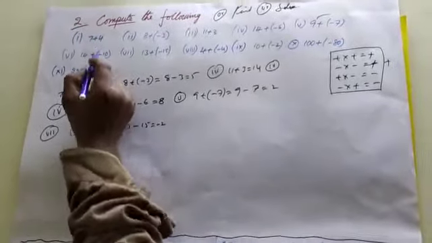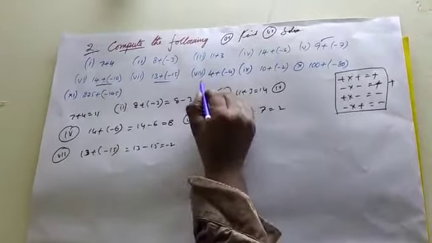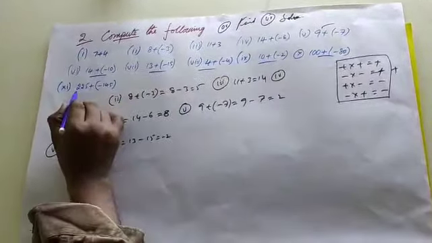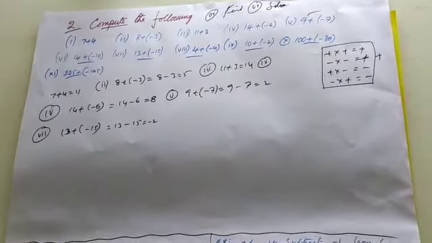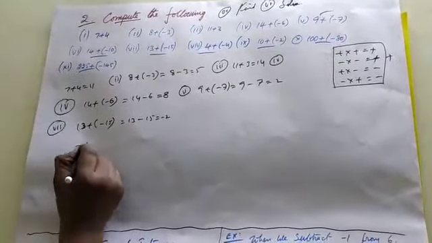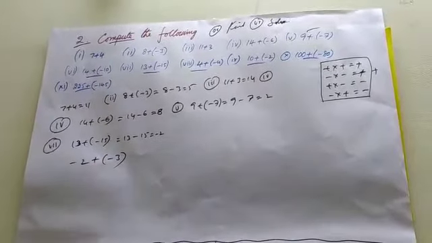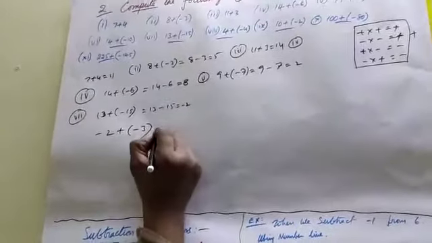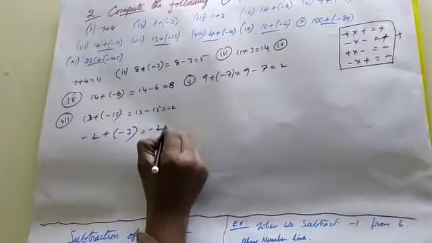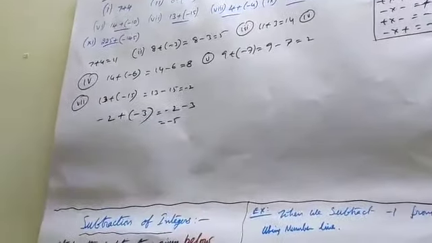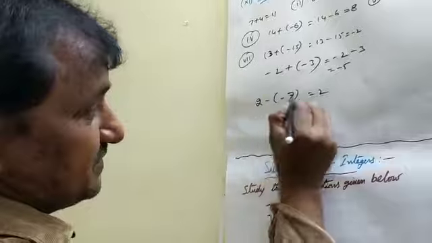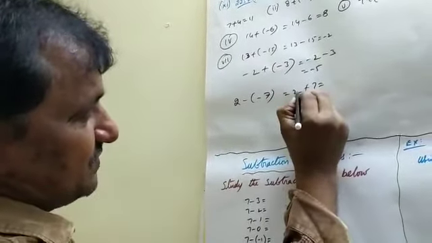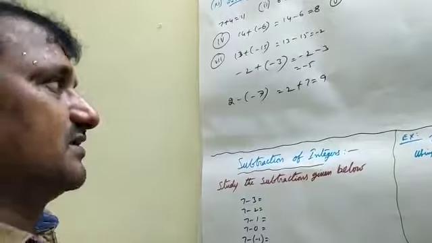See, the process is all the same. Therefore 6, 7, 8, 9, 10, 11 also have the same solution, the same process. Okay, we go to the different ones. See, for example, minus 2 plus of minus 3, that is equal to minus 2 plus into minus 3, that is equal to minus 5. See, 2 minus of minus 7, that is equal to 2 plus, minus into minus plus 7, that is equal to 7. 2 plus 7 is equal to 9.